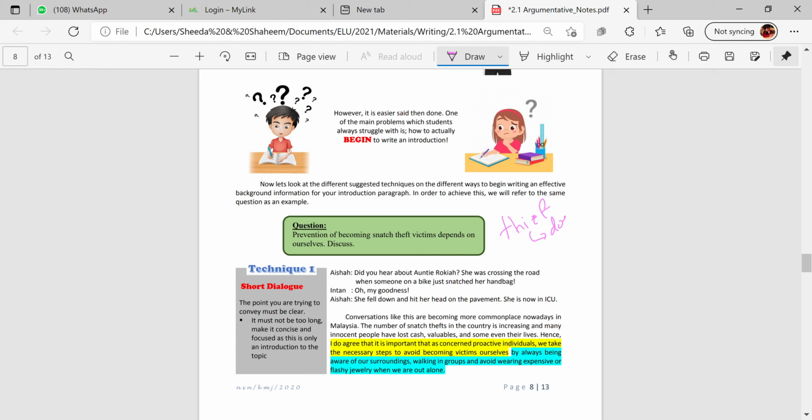Okay, the person doing it. So theft is the action. Snatch theft, mangsa ragut. This is like snatch theft, ragut. Okay.